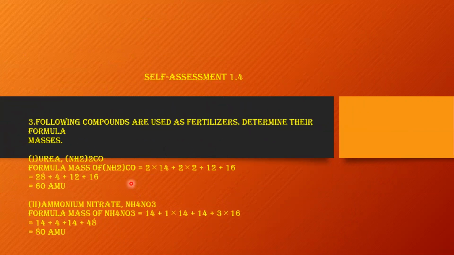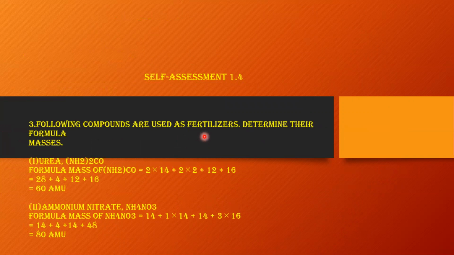Self-assessment 1.4. So following compounds are used as fertilizers. Determine their formula masses. Urea, (NH2)2CO. Actually, the formula is C double bond O, and on both sides NH2 is attached. Formula mass of (NH2)2CO is 60 atomic mass unit. So ammonium nitrate, NH4NO3, the atomic mass unit is 80. In the same way, you can identify different formula masses of different compounds.